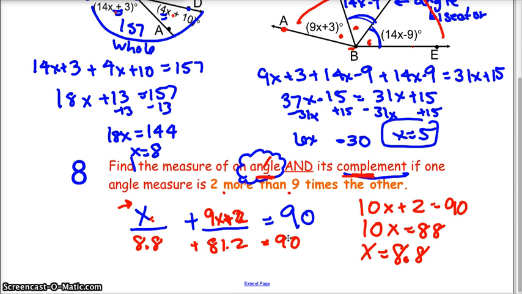Find the measure of an angle, unknown, and its complement if one angle measure is 2 more than 9 times the other. I don't see anything. Let me know if you find anything. I think it looks good, but the biggest mistake you're going to make is you're not going to use both angles when you need them both.